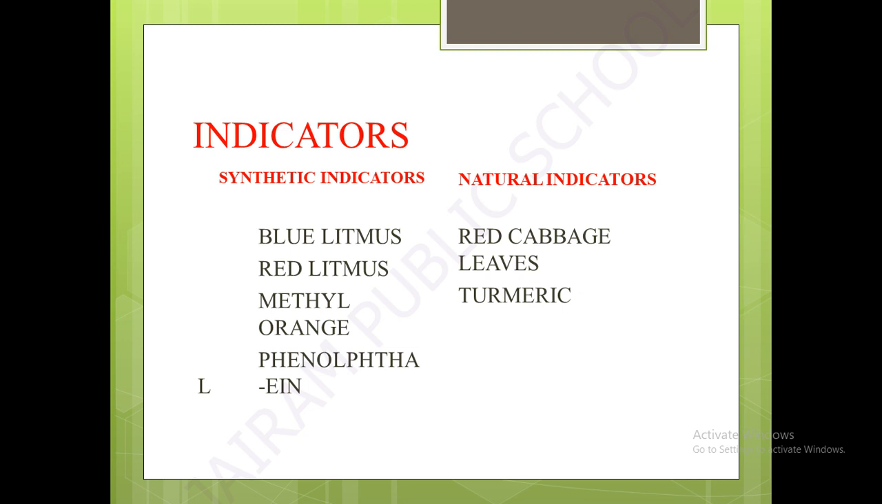And the next thing, what are the examples for synthetic indicators and what are the examples of natural indicators? Synthetic indicators, I already told, are prepared in the laboratory, that is man-made preparation: blue litmus paper, red litmus paper, methyl orange and phenolphthalein. So already you know about blue litmus paper and red litmus paper, and two new indicators called methyl orange and phenolphthalein. Natural indicators are litmus paper, turmeric, red cabbage leaves, that is prepared from the cabbage. These are the examples of synthetic indicators as well as natural indicators.